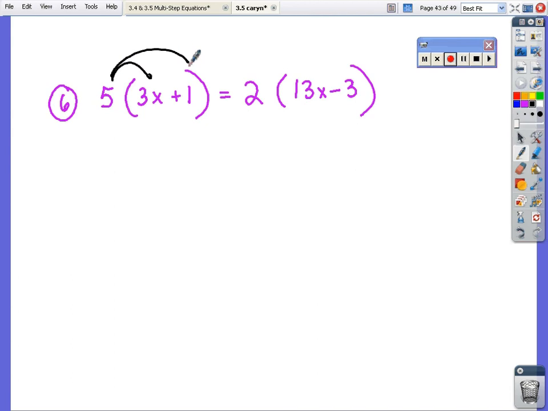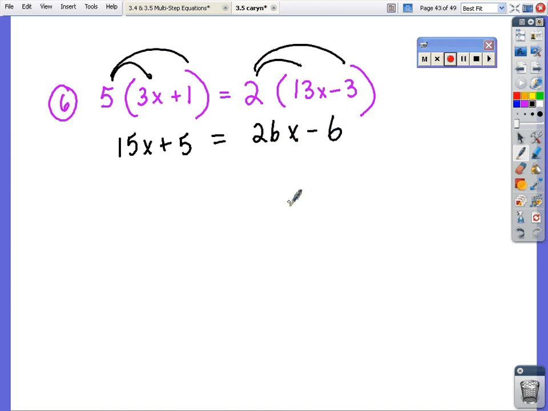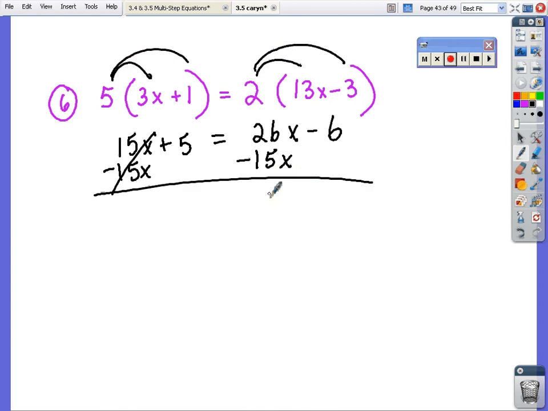First thing we're going to do is always distribute. So we got 15x plus 5 is equal to, I'm going to distribute this to 26x minus 6. Then let's move our variables to one side. So I'm going to subtract 15x on both sides, and I'm going to combine it with the positive 26x, which leaves me with, I'm sorry, 11x minus 6, which equals 5.